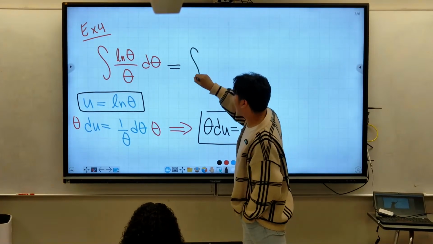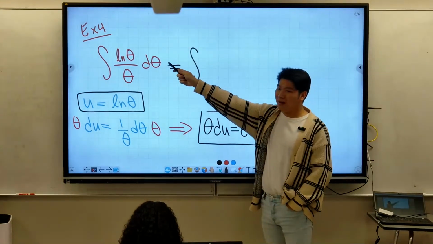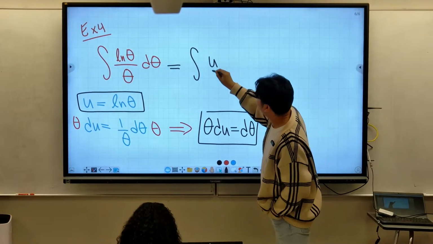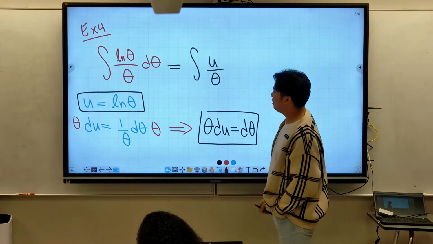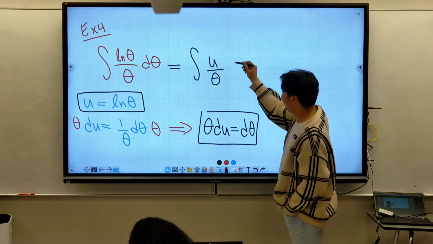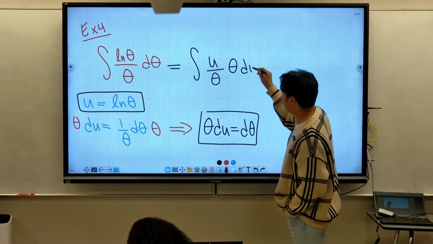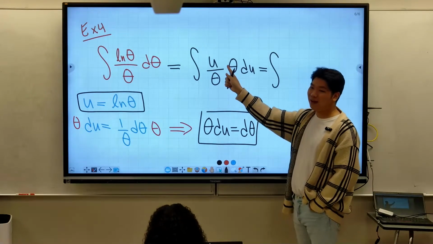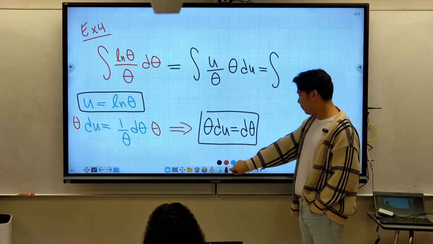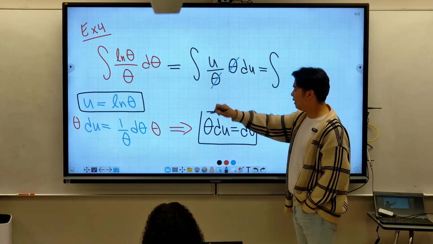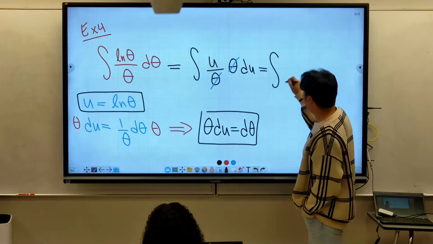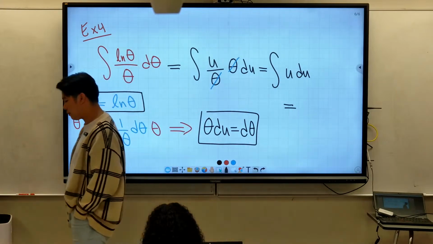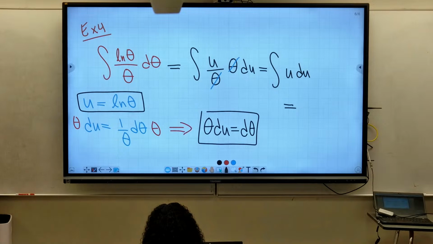I have the integral of natural log of theta. We said let's make that into a u. I still have theta on the bottom, and then d theta. Well, d theta is theta du. That's great because now we have theta on top, theta on the bottom. They will cancel out to give me 1, leaving me with u du. What's the integral of u to the 1 power?